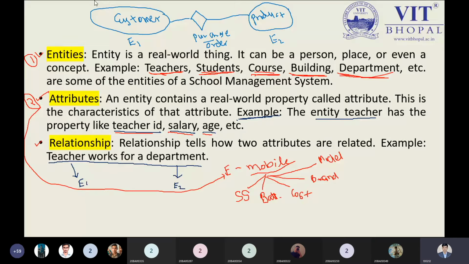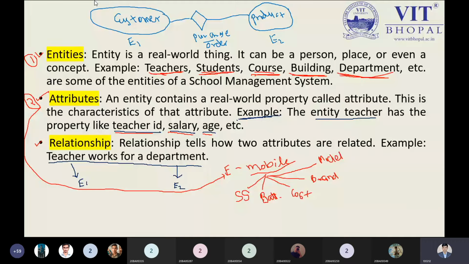And what is the cost price of the mobile? What is the brand we are using? I can use a mobile Apple, Samsung, Motorola, and various companies. And what is the model? Because each and every company has many models of the mobile. So these are the various properties, attributes, by which I can define this mobile real world entity we have. So these could be the attributes.